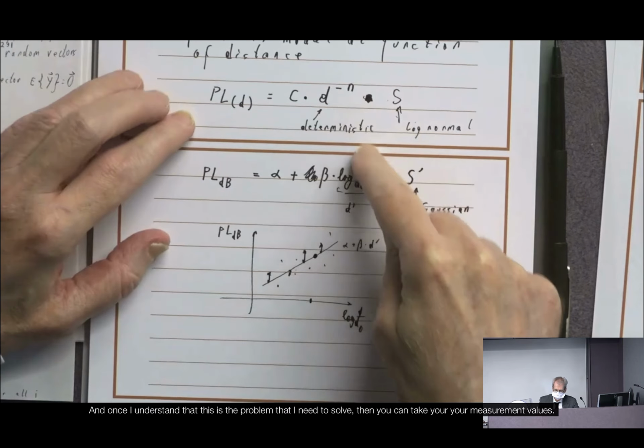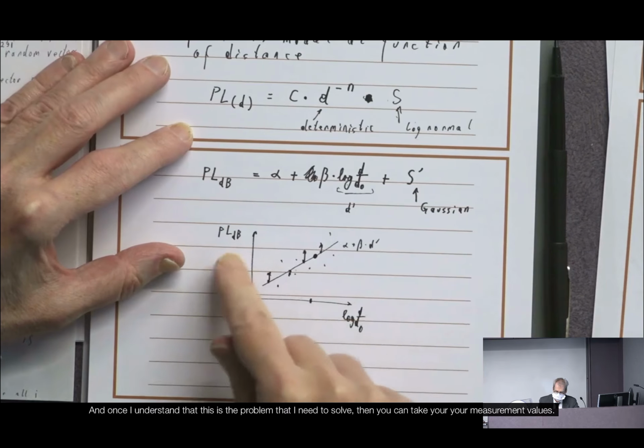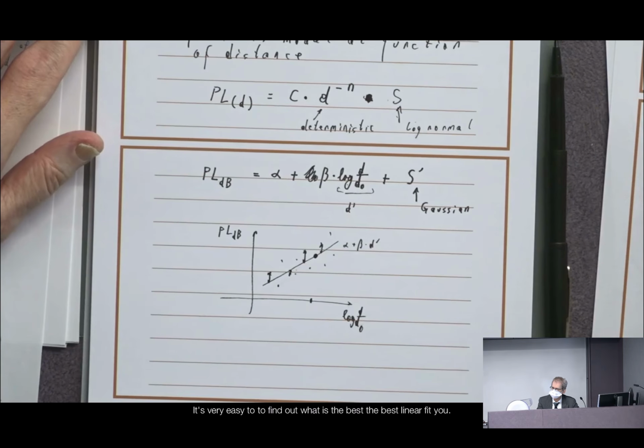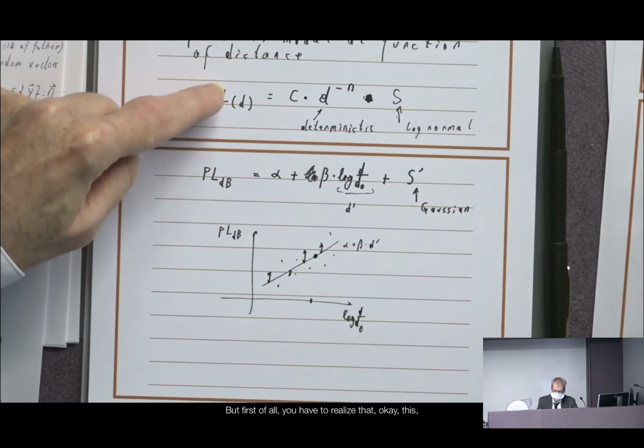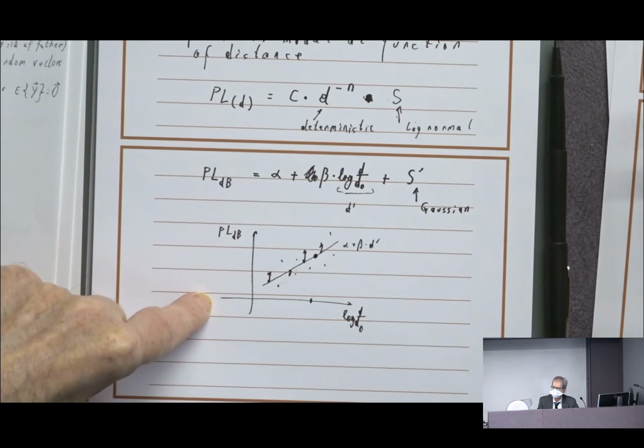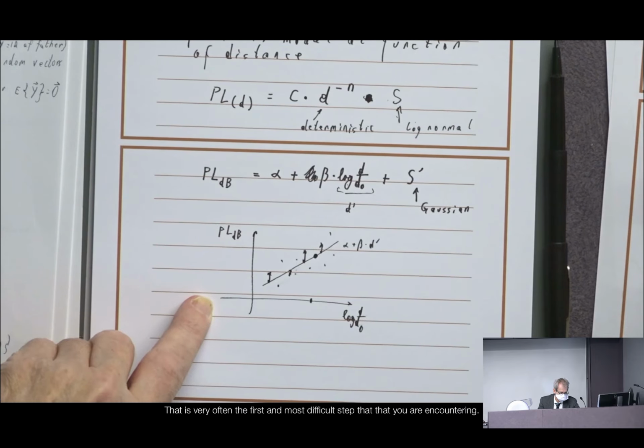Once I understand that this is the problem I need to solve, you can take your measurement values, and it's very easy to find the best linear fit. But first of all, you have to realize that this, which looks nothing like a linear regression, can be reformulated as a linear regression problem. That is very often the first and most difficult step that you encounter.